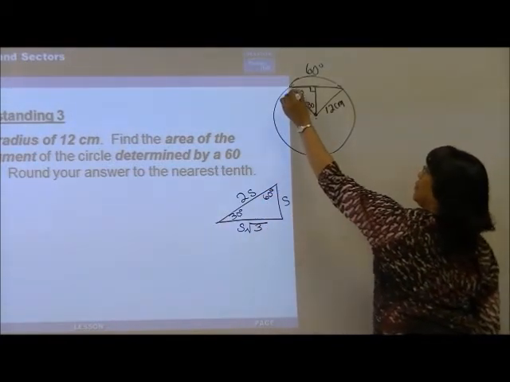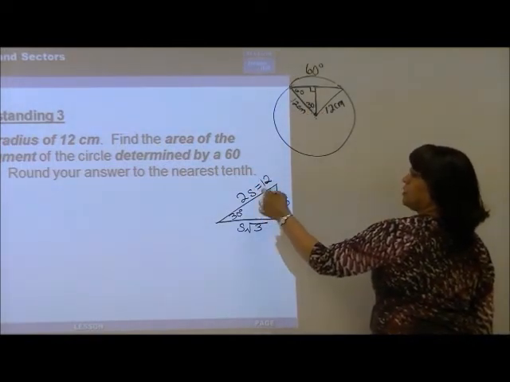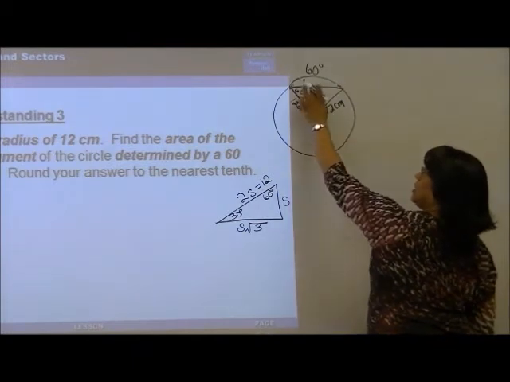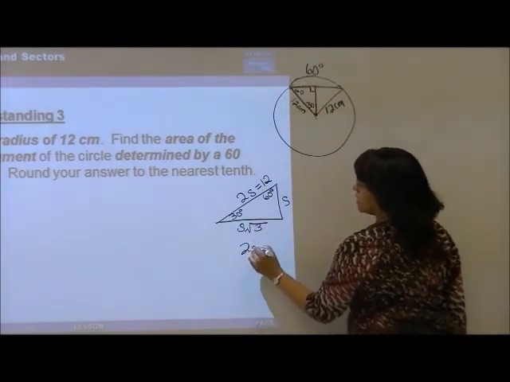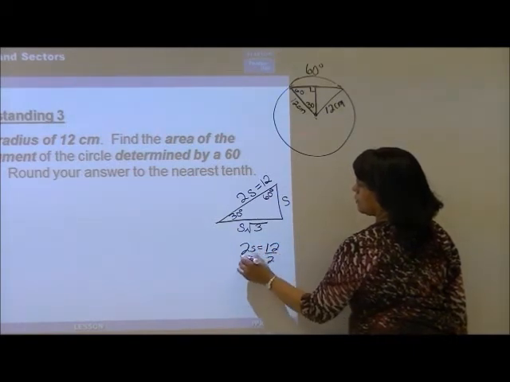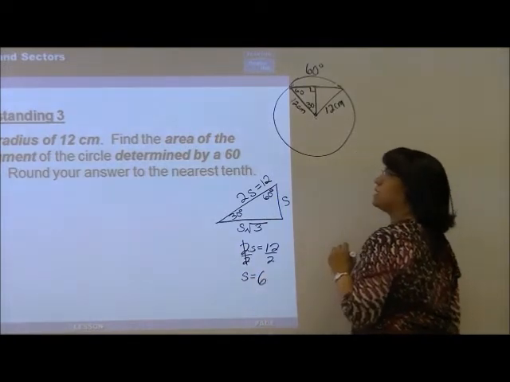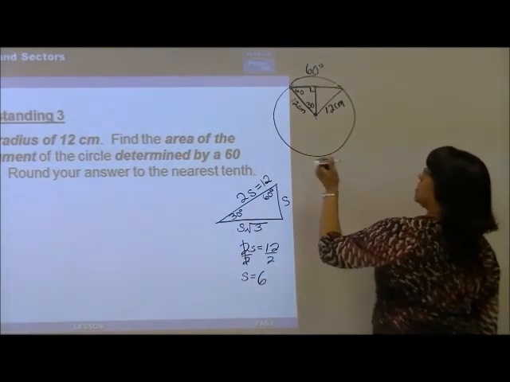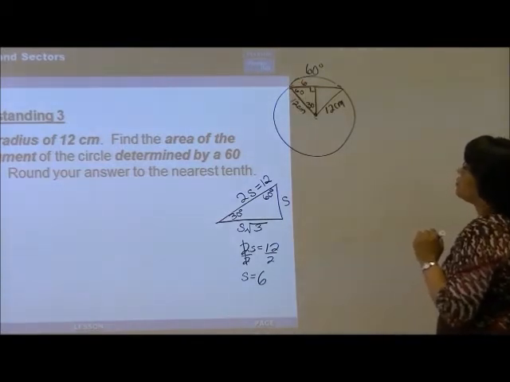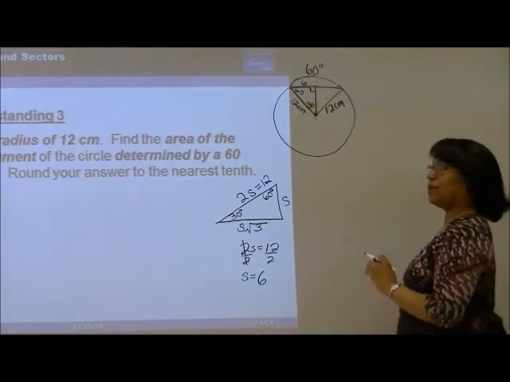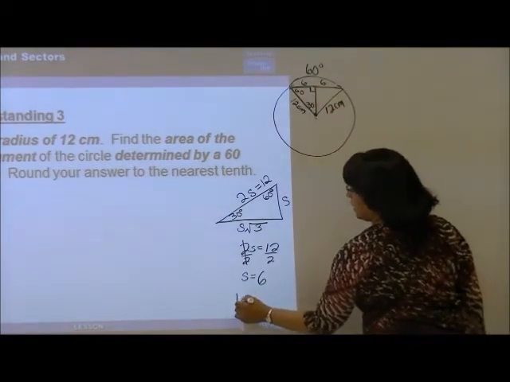So we see that what we have here is the hypotenuse. So we're going to set that equal to 12 so we can find the short leg, because the short leg is going to give us half of our base. So we have 2S equals 12. And when we solve for S, S is equal to 6. So our short leg is 6. And then we put 6 on the other half. So we have our base now.